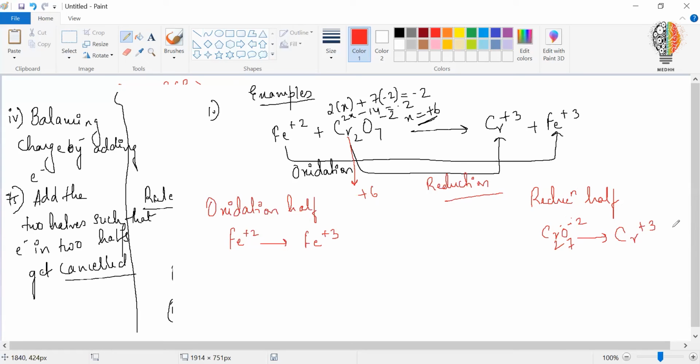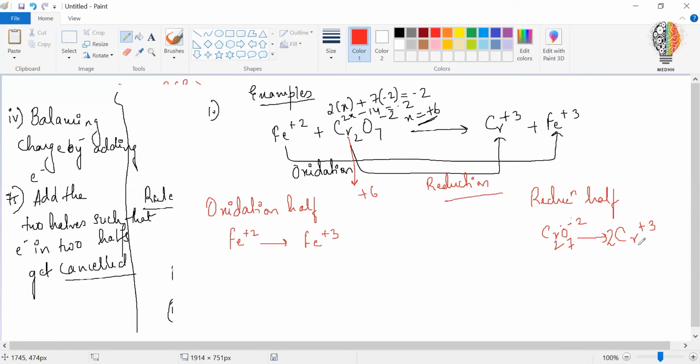Now read the next point. You have done this; now balance the half equations. First point is to balance all the other atoms except oxygen and hydrogen. Here it is only one atom on each side, so no need to balance it. But there are two chromium ions present on one side and only one on the other, so you multiply it by 2.